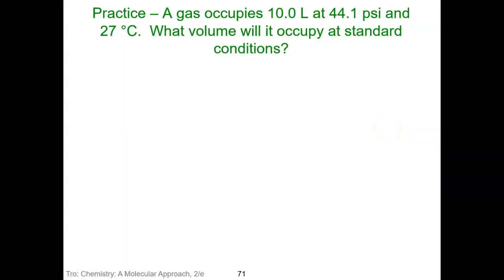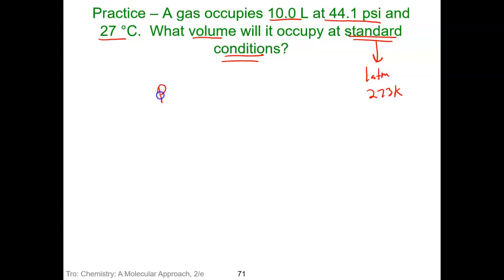Okay, let's try another quick question. This is not at STP. So we can see here's a volume, a pressure, and a temperature. And we want to know what volume it will occupy at, oh, there, I guess it is, standard conditions, right? So when we look at this, standard conditions, 1 atmosphere and 273 Kelvin.